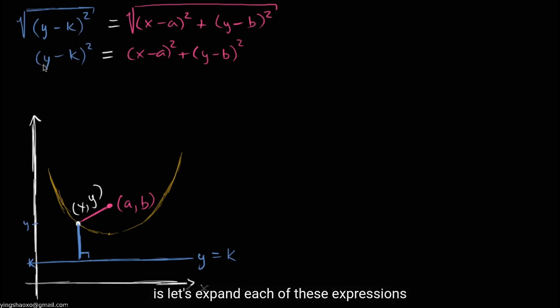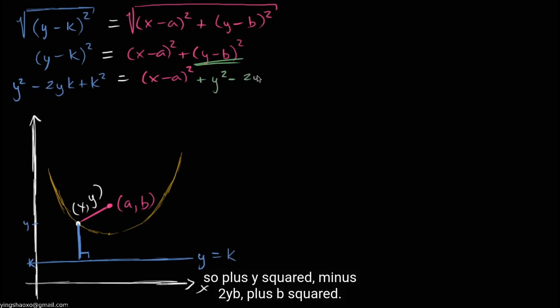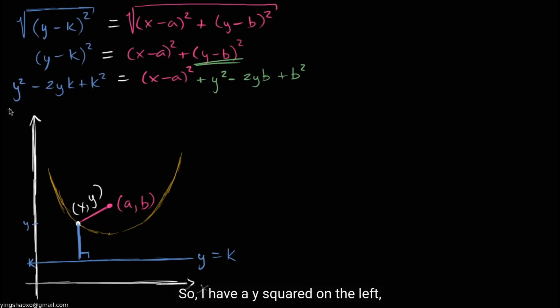So the first thing I might want to do is expand each of these expressions that involve y. This blue one on the left-hand side is going to be y squared minus 2yk plus k squared. And that is going to be equal to, I'm going to keep this first one the same, x minus a squared, and now let me expand this in green, plus y squared minus 2yb plus b squared. So I have a y squared on the left, and a y squared on the right. Well, if I subtract y squared from both sides, that simplifies things a little bit.